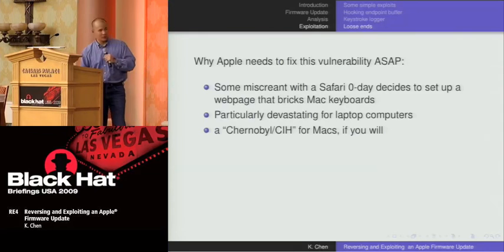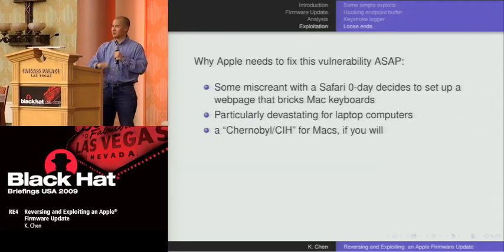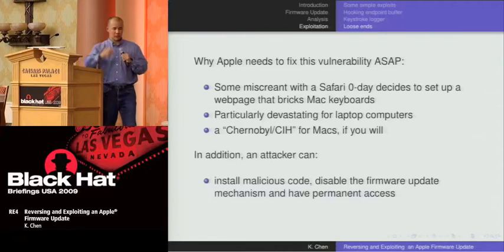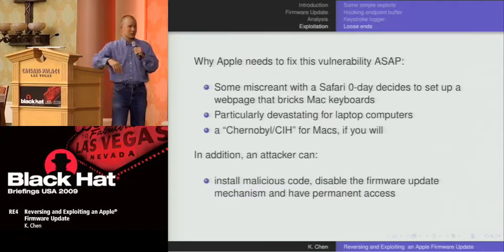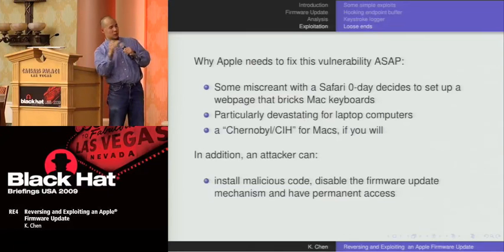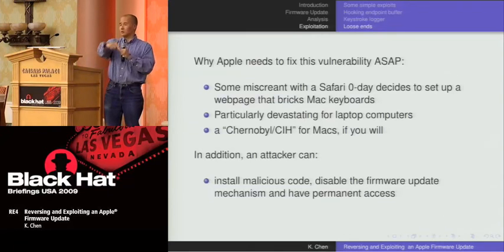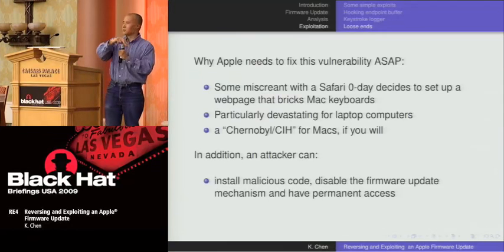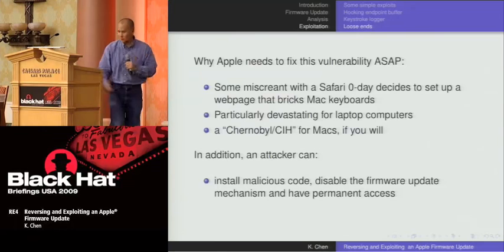So this is a kind of Chernobyl CIH, if you remember that piece of malware from a number of years ago. In addition, of course, as I've demonstrated, you can install malicious code, like rootkit persistence. You can also disable the firmware update mechanism and have permanent access. You can change the code for the control endpoint such that Apple cannot subsequently issue a firmware update and fix it. The only way they can fix it is by taking the logic board out and reprogramming it that way.